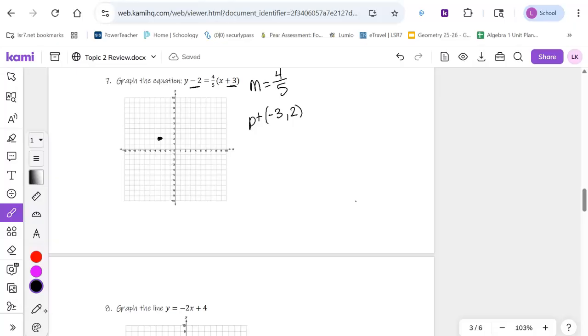My slope is 4 over 5. So I'm going to rise 4, 1, 2, 3, 4, and go to the right 5. 1, 2, 3, 4, 5. And then you just connect those dots.